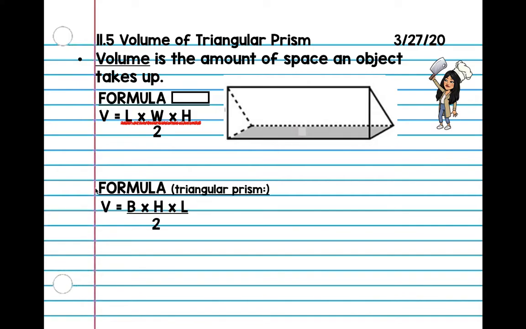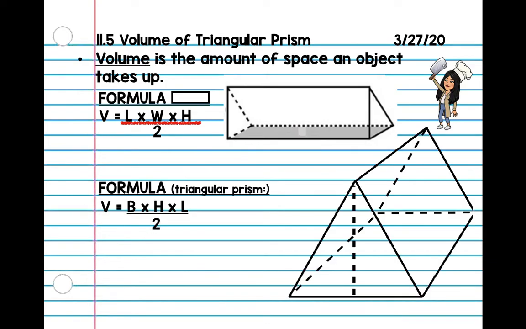So again, our formula is base times height times length, which is the same exact thing as length times width times height. Instead, we just called it base. So we have base times height times length divided by 2, and that is all you have to do. Let's go ahead and plug in some dimensions. We have a base of 5, a height of 4, and a length of 10. Why don't you try and fill that in by yourselves? Go ahead and pause the video.